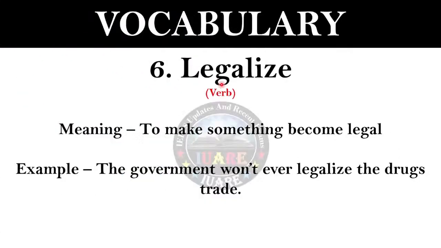Let's begin. Legalize, meaning to make something become legal. Example: the government won't ever legalize the drugs trade.